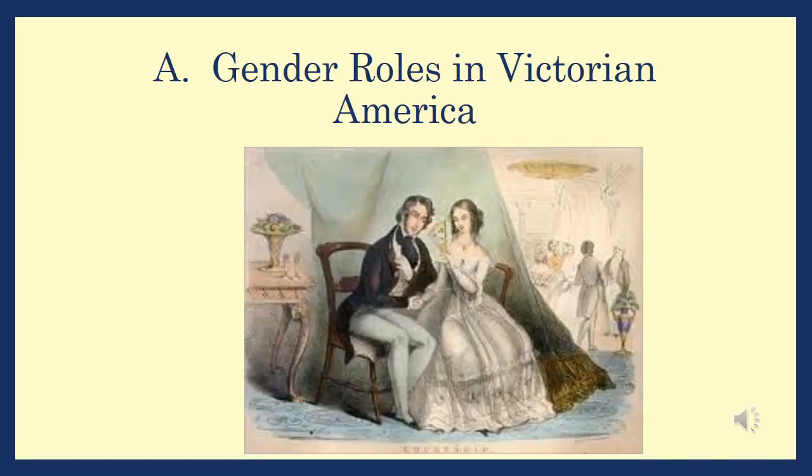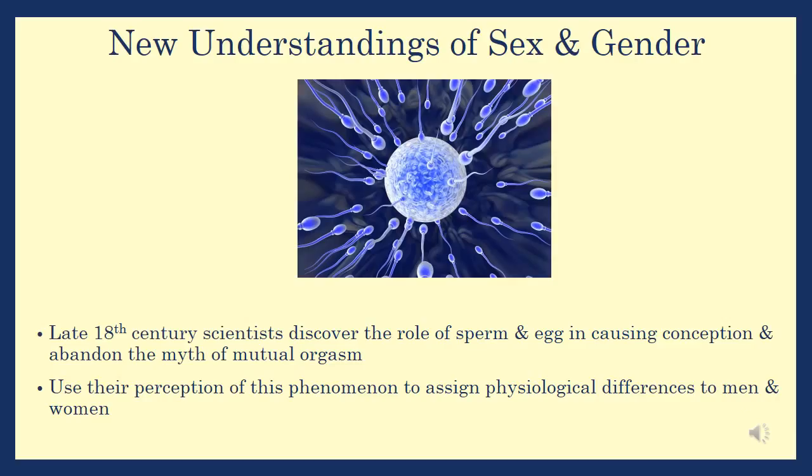Let's start with a quick look at gender roles in the Victorian era and how they've changed since the colonial time period, as well as why it is that they began to change. So if you can remember all the way back to our lecture on sexuality in colonial America, we discussed early on the myth of mutual orgasm and how scientists believed that in order for a woman to conceive a child, both she and her husband needed to orgasm simultaneously.